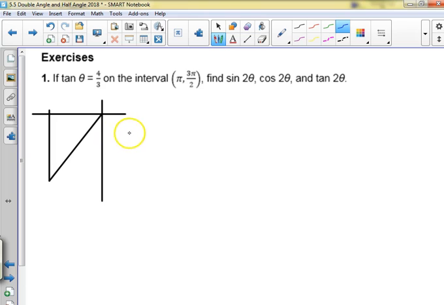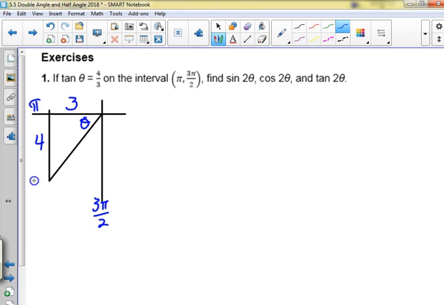New paper for you? No? Okay. Here we go. Why did I draw it there? Because it says pi and 3 pi over 2, right? So I drew a bow tie triangle here. The tangent is 4/3. Opposite over adjacent. Everybody got those in the right spots?